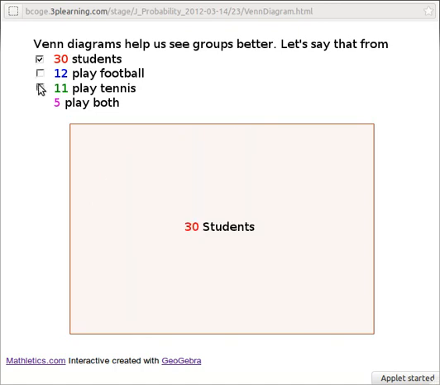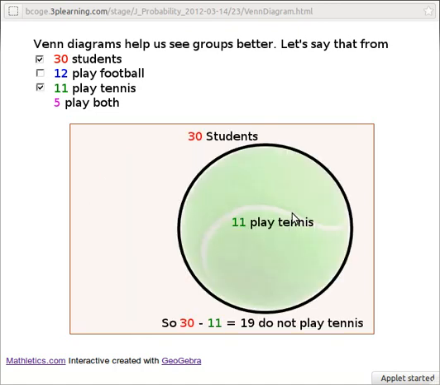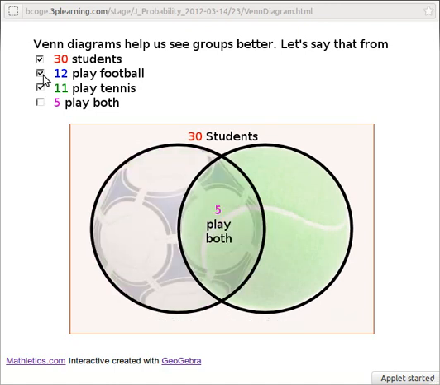And then you do the same thing with your tennis. You've got 30 students, 11 of them play tennis, so out here you've got 19, 30 minus 11, that don't play tennis. And if you have both of these circles, you've got here that 5 play both. So you have both your circles drawn, and in the middle group here, you put 5 people who play tennis and football.